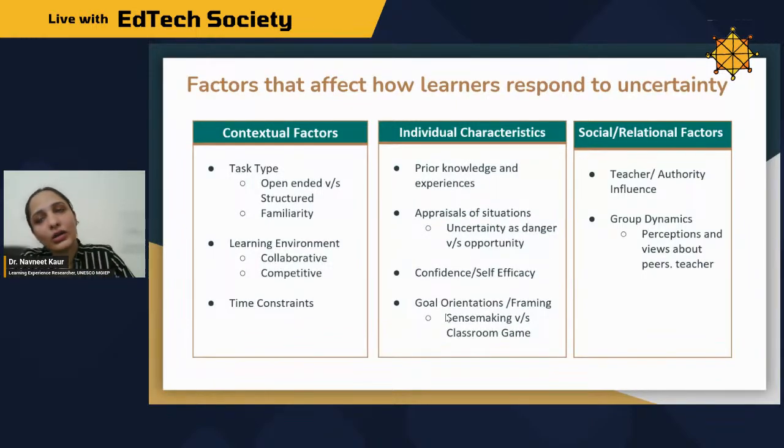Okay, so although learners have some tendencies and some approaches that they majorly follow, the ones that I told you, you'll see that not all learners follow the same strategy always. They'll change their strategies and approaches in a different situation or in a different kind of uncertainty. So we need to understand what factors affect their decisions about which approach to follow, and what these factors are that actually affect the way they respond to uncertainty.